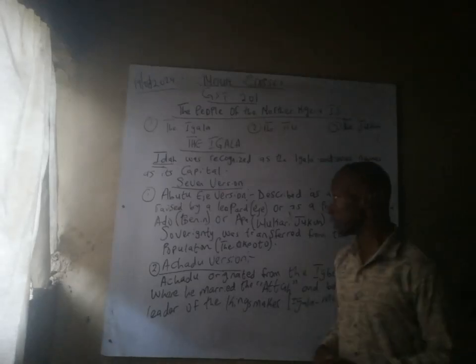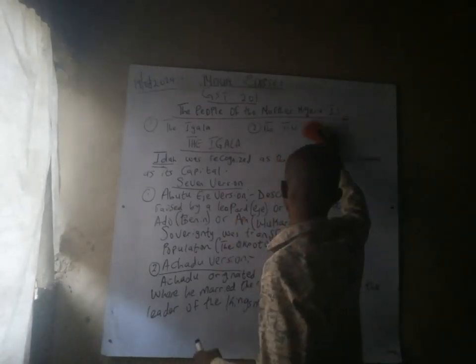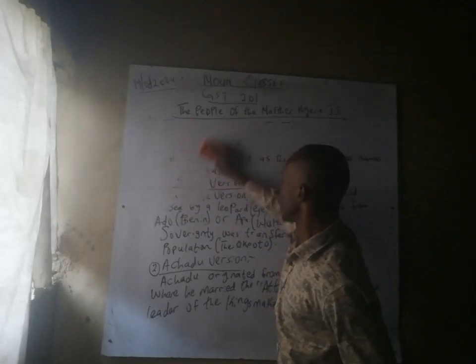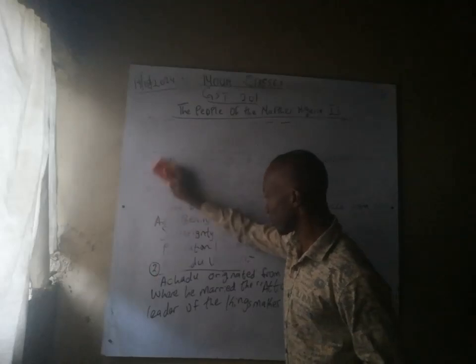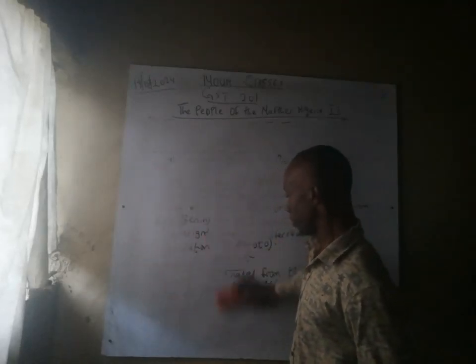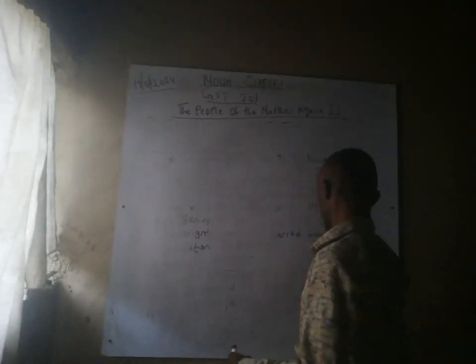Now let's proceed to others. We still have the Yoruba version of the Igala. Let's quickly outline the Yoruba version of the Igala. We are speaking on the people of the northern part, particularly right now the Igalas.